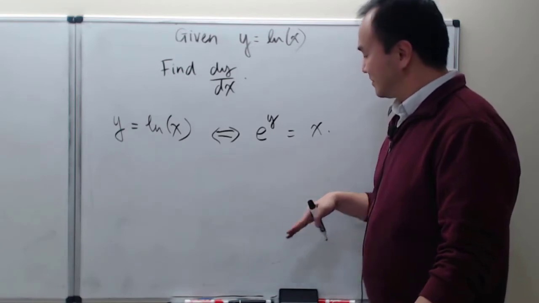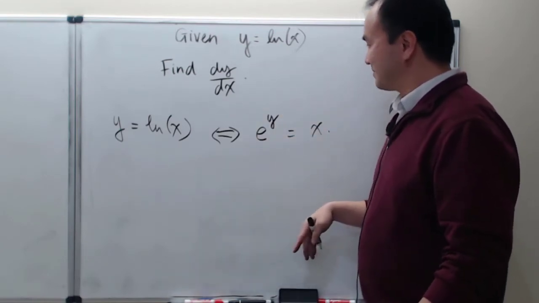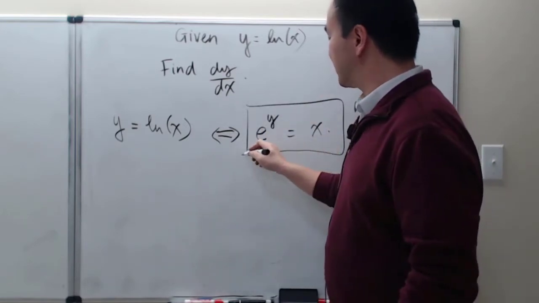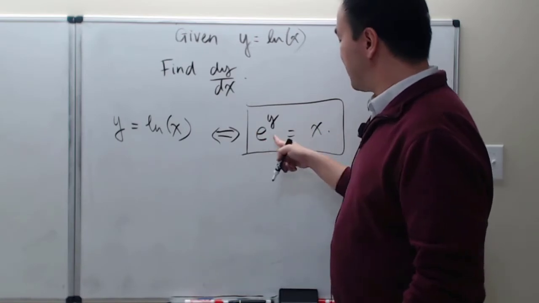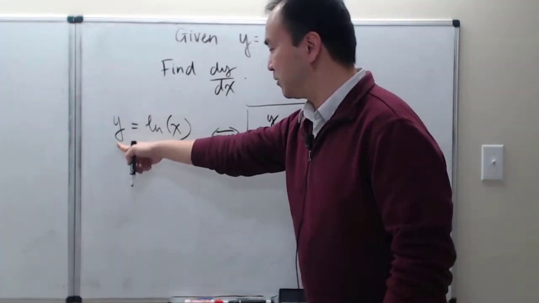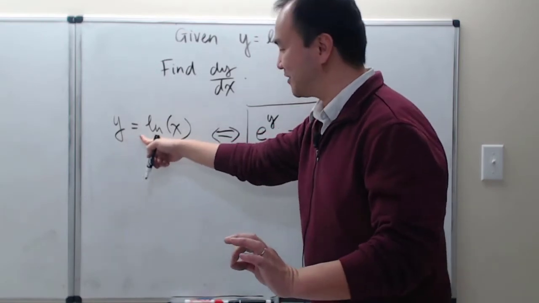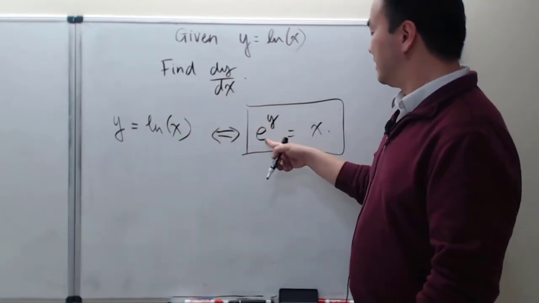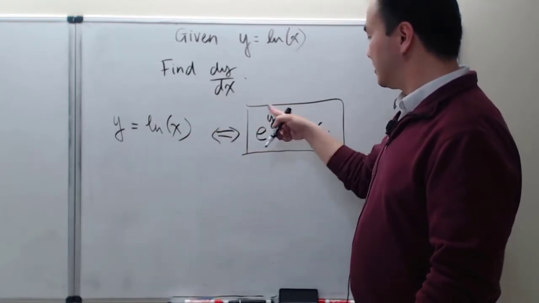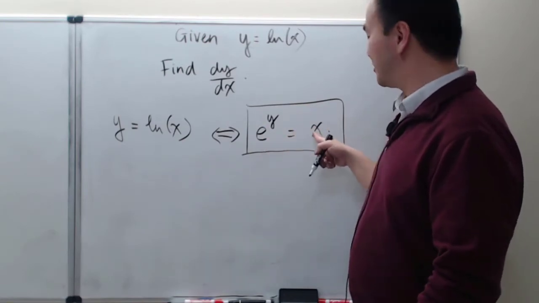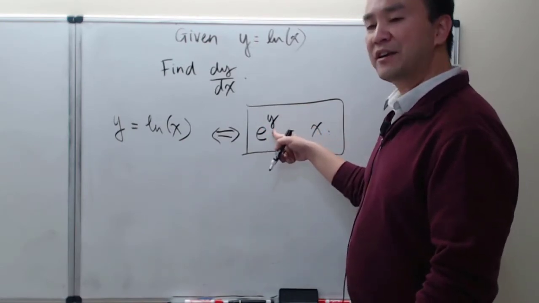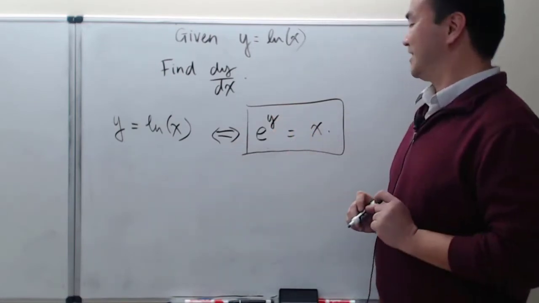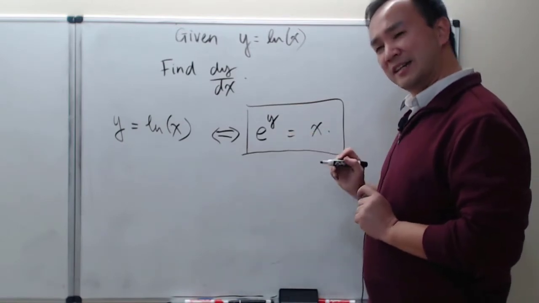And so now, once we arrive at this point, the advantage of doing this is that I bring my equation from the form of explicitly defined y as a function of x to an equation e to the y equals x. So this equation, I see as an equation where the y variable is still a function of x, but it's now implicit. Because it's e to the y and then equals x. So it's kind of implicit.